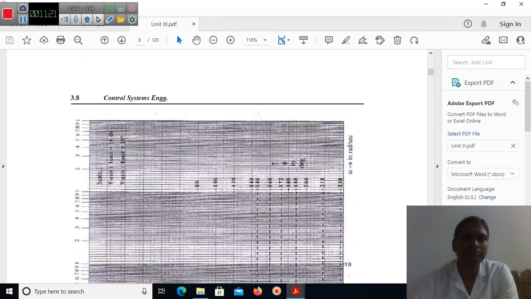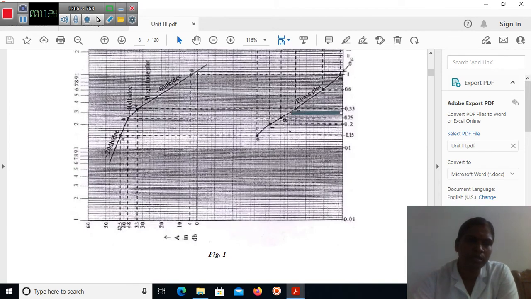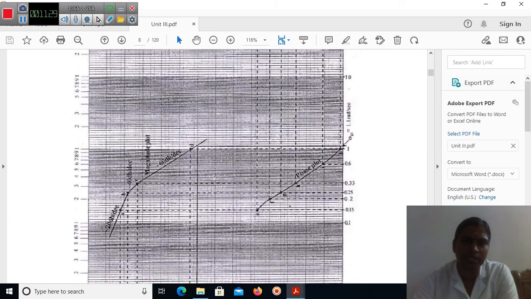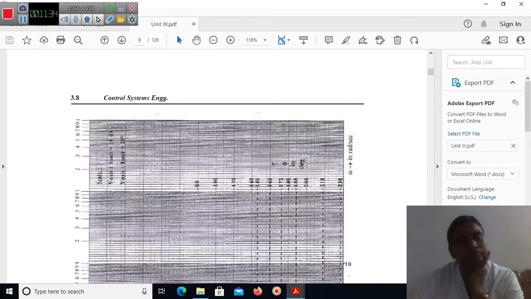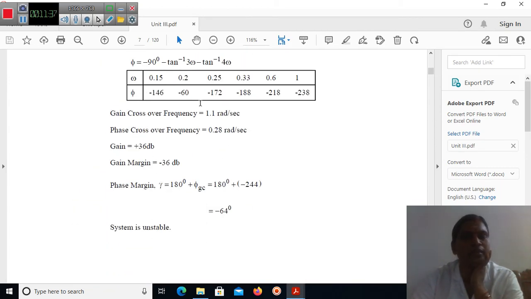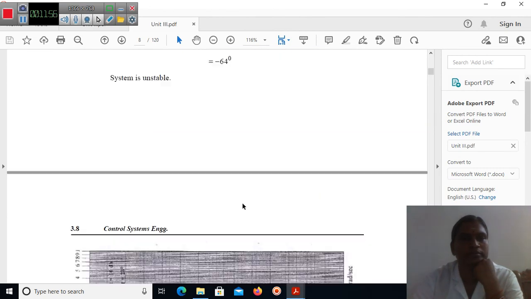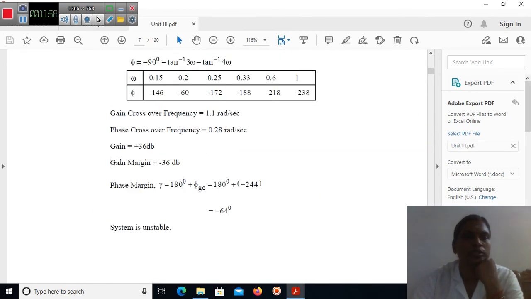Okay. Next we have to find the gain value. This is our gain. First we have to calculate the magnitude, the gain crossover frequency and the phase crossover frequency. For the gain margin, at the minus 180 degree line we cut the magnitude plot, and the corresponding gain value should be considered as our gain margin. This is our gain margin value.